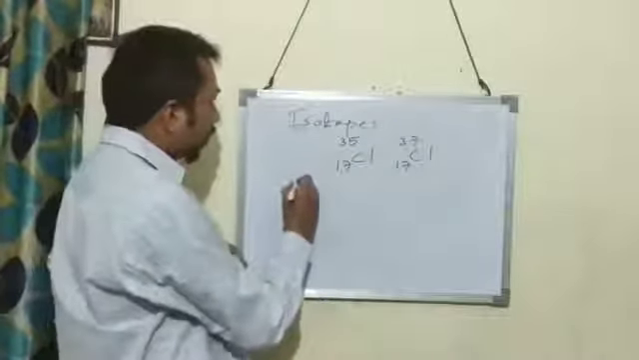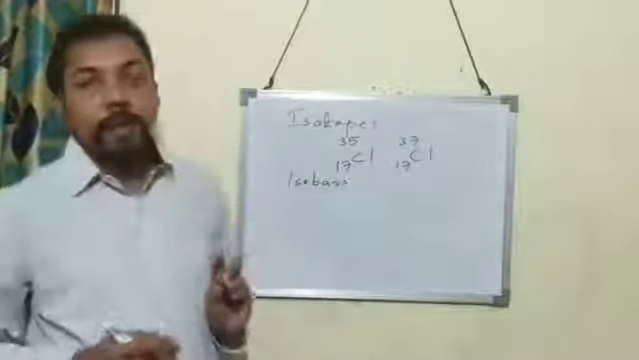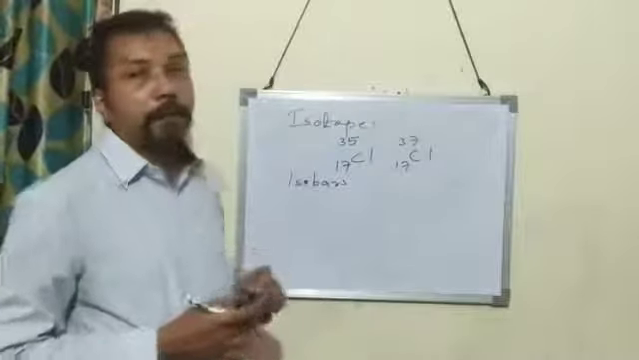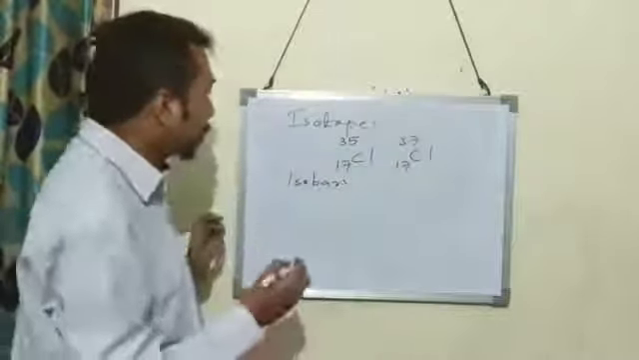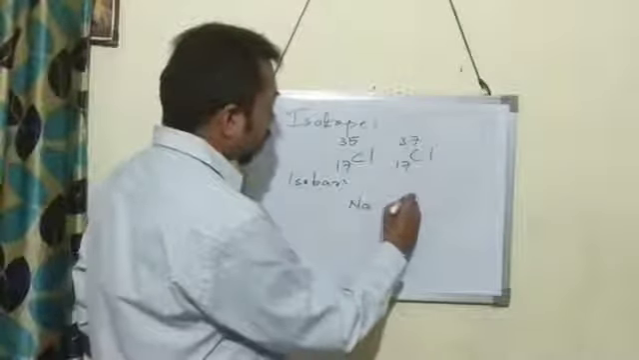Then the next is isobars. They are atoms of a different element having same mass number but different atomic number. For example, sodium and magnesium.